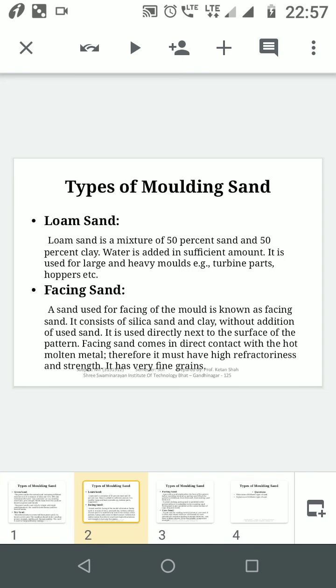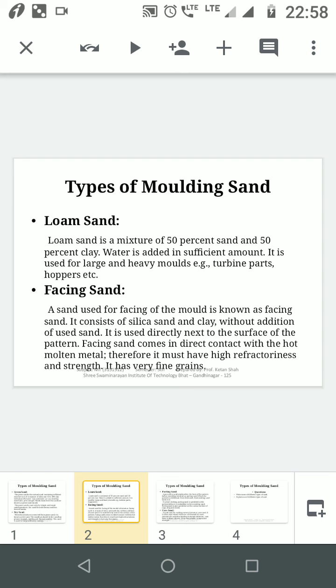Number three, that is the loam sand. Loam sand is a mixture of 50% sand and 50% clay. That means whatever sand, whether it is a dry sand or a green sand, the content of the molding sand is 50% sand and 50% clay. Water is added in sufficient amount. It is used for large and heavy molds, for example, turbine parts, hoppers, etc.